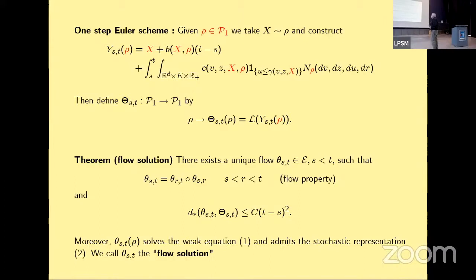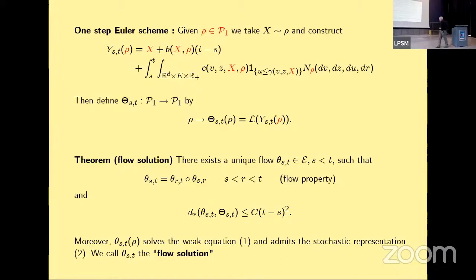Moreover, we have here a third statement. The third way to state the problem is to say, I look for a flow theta st which has these properties. And we prove that, under some conditions on the coefficients, this flow solution exists and is unique. Moreover, once we have constructed this flow solution, it produces a solution of the analytical equation one, and at the same time admits the stochastic representation: we construct a stochastic Boltzmann equation for it.